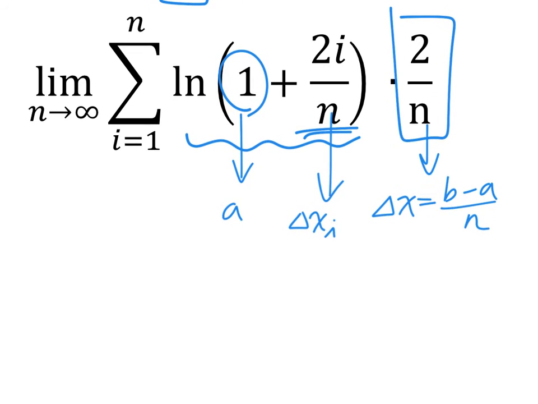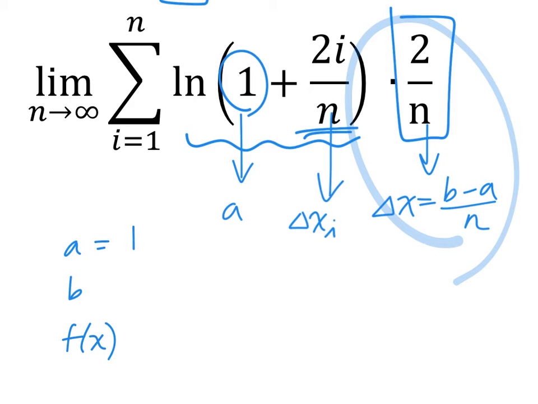So the whole thing is we are trying to find a, b, and f of x. Sorry, not n, we don't need n. A is going to be the first number, so 1. B is going to relate to this part. 3. So b minus a is equal to 2, right? B minus a over n is 2 over n. Therefore, b minus a must equal 2. A we know is 1. So b is 3.